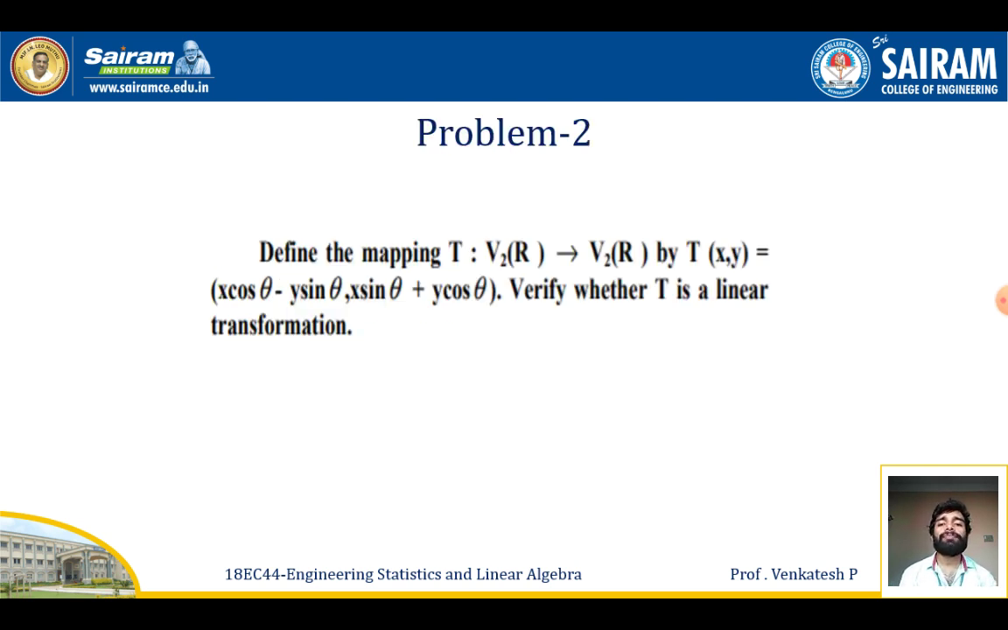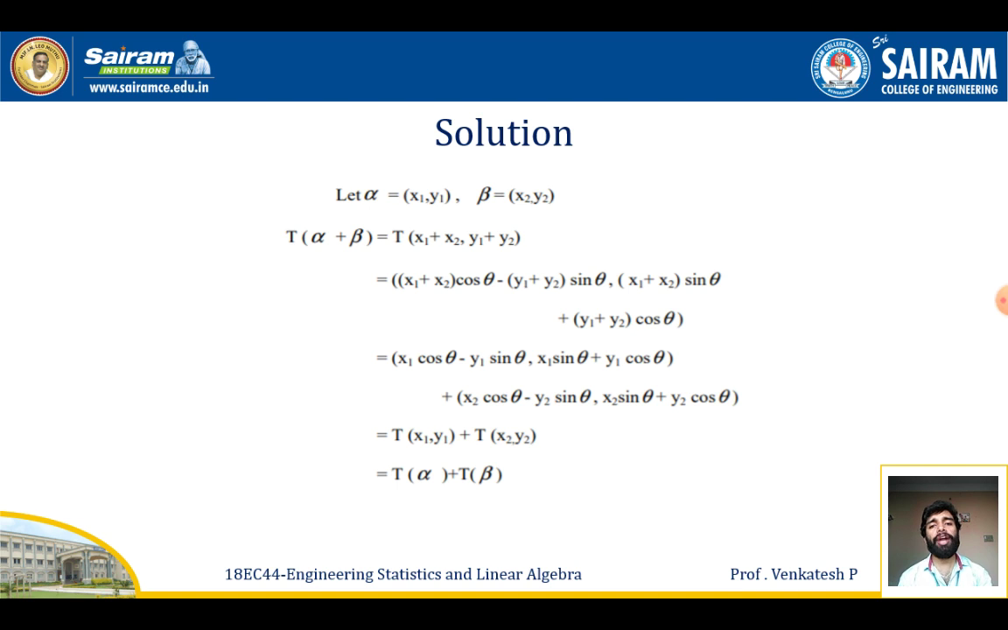One more example. Define the mapping T of V2 of R to V2 of R here also, with the condition that T of x comma y is equal to x cos theta minus y sin theta, comma x sin theta plus y cos theta. Verify whether T is a linear transformation. So again same thing, define two vectors alpha and beta. Alpha is equal to x1 y1, beta is equal to x2 y2.